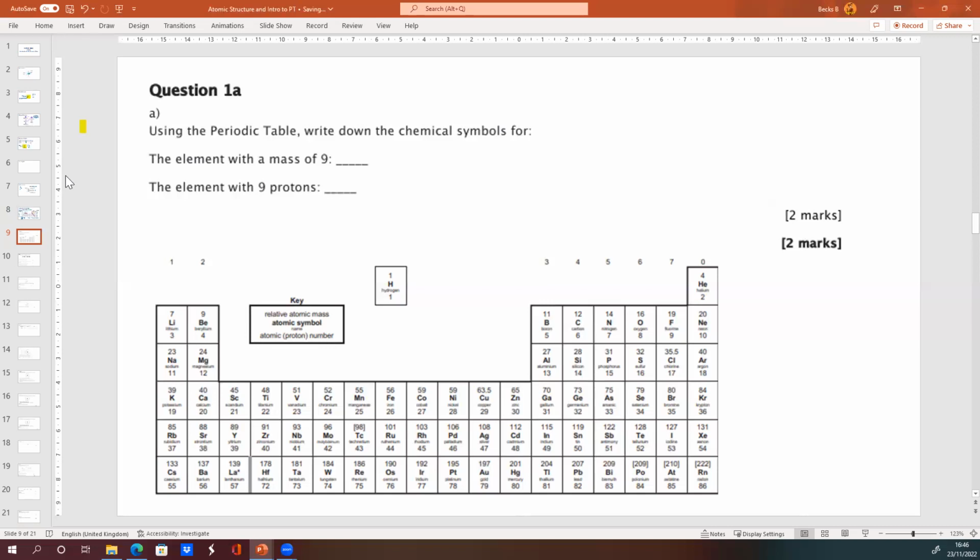Okay, hopefully you've managed to have a look at that. Please do, by the way, if I am going too quick or too slow, please do let me know. So the element with a mass of 9, so it's a nice straightforward question. Top number is relative atomic mass. So if you've forgotten, it's there in that key for you. So you're looking for which one has the top number of 9, and we're here. And the element with 9 protons, so that bottom number, atomic proton number. So the number we're looking for, 9 at the bottom, is there.